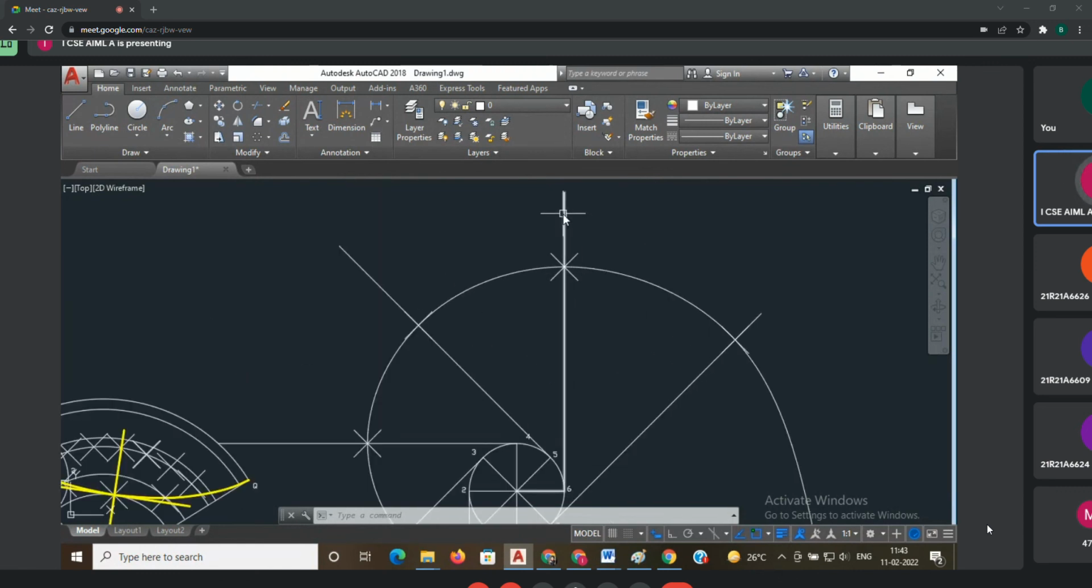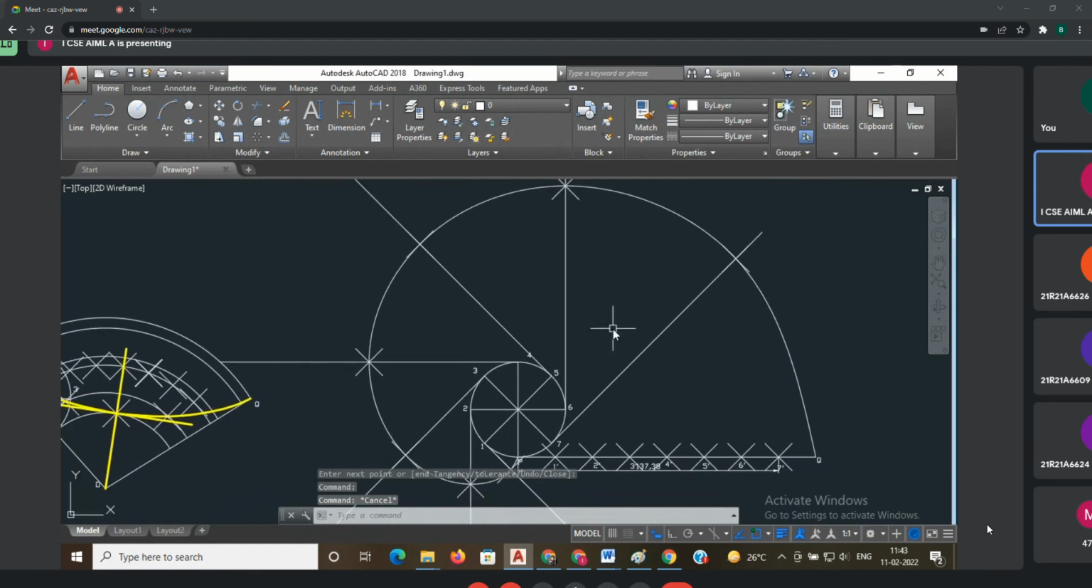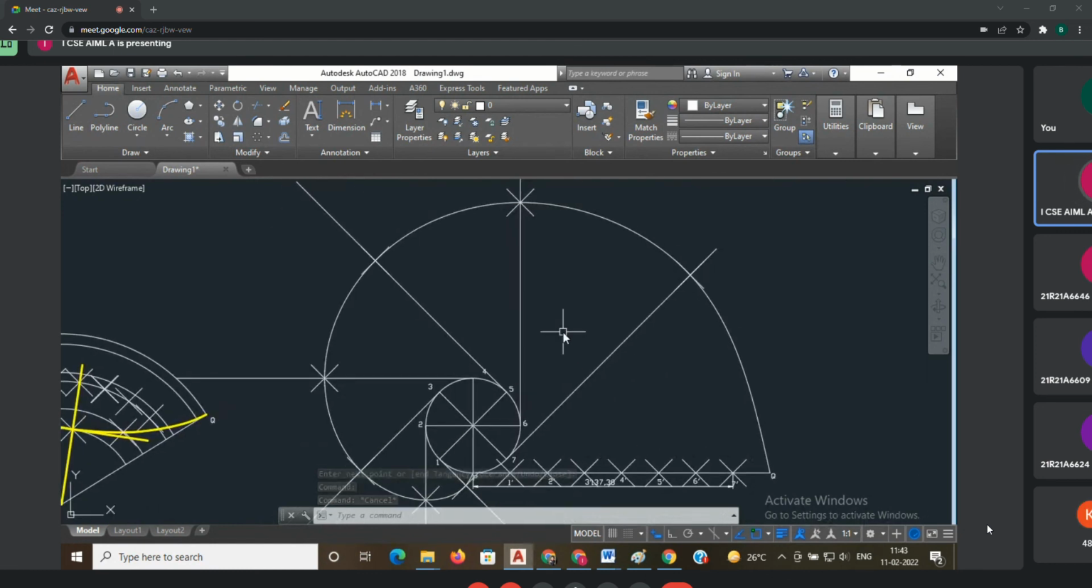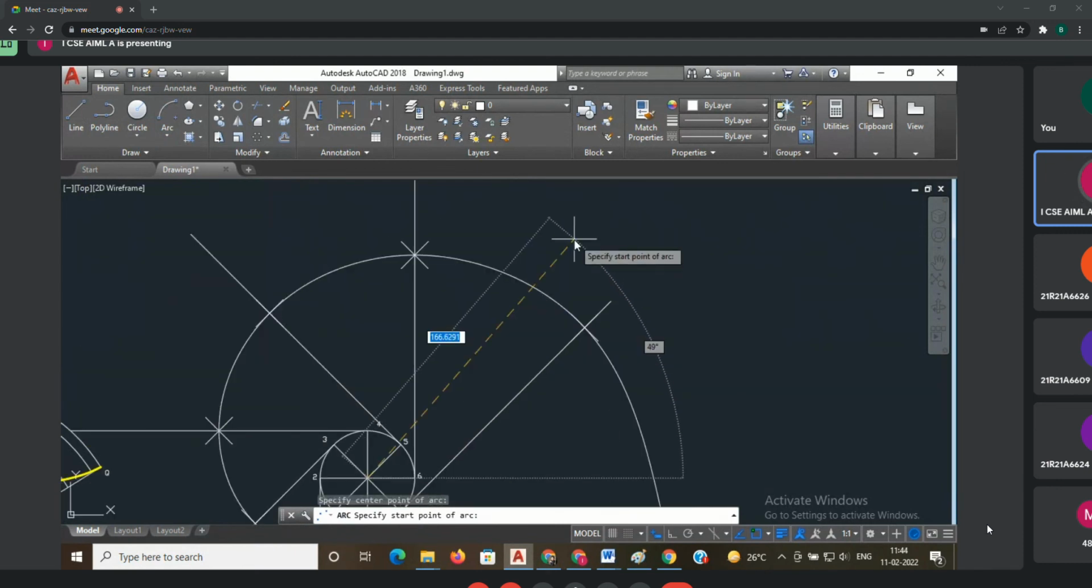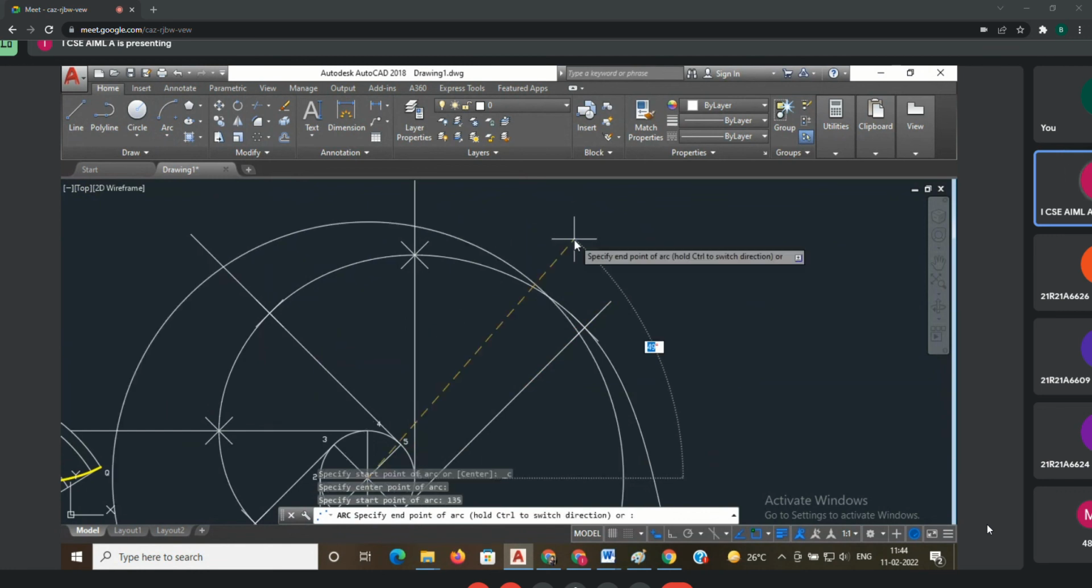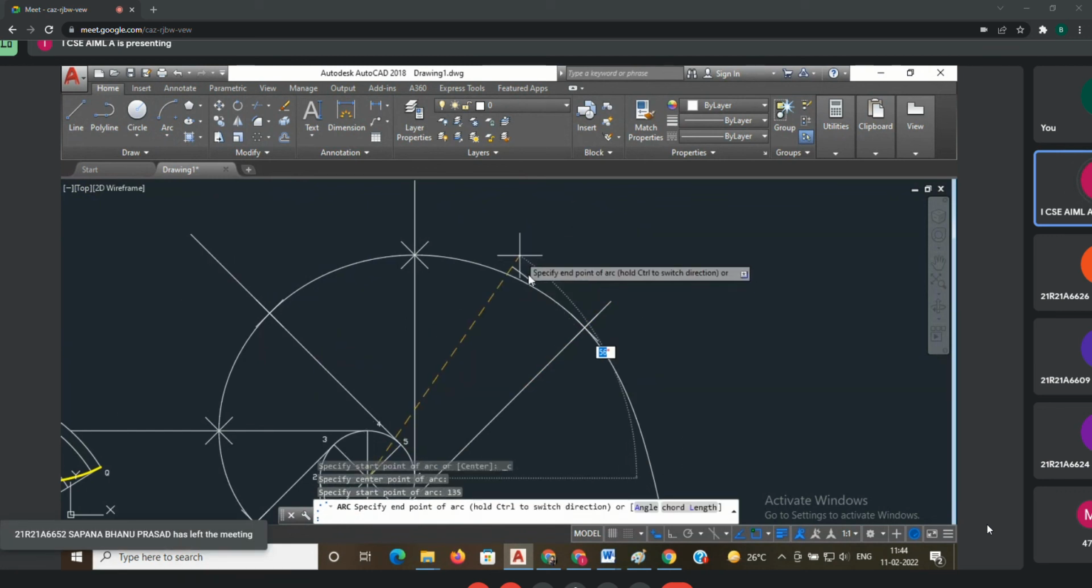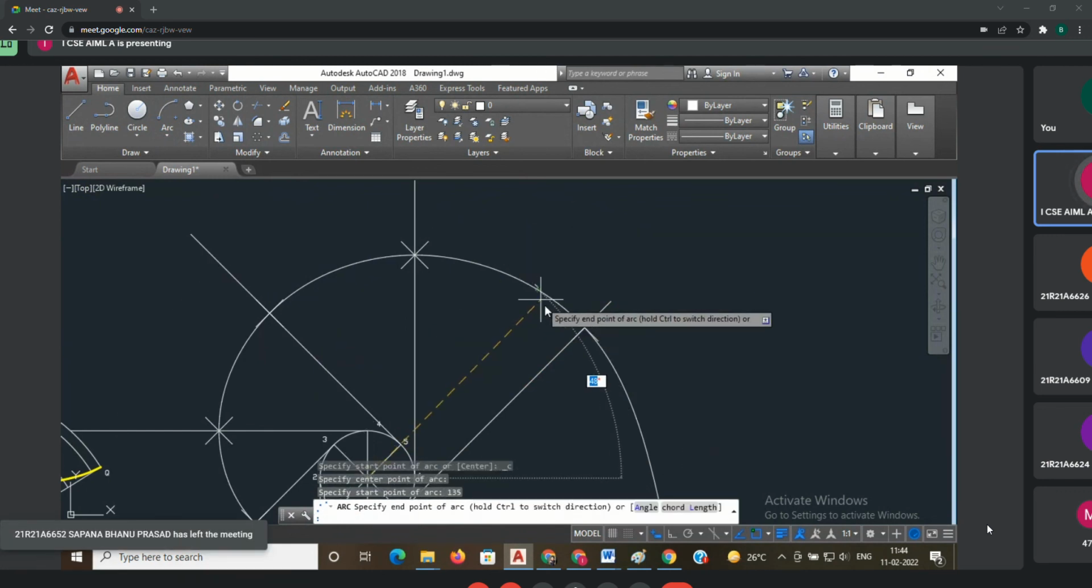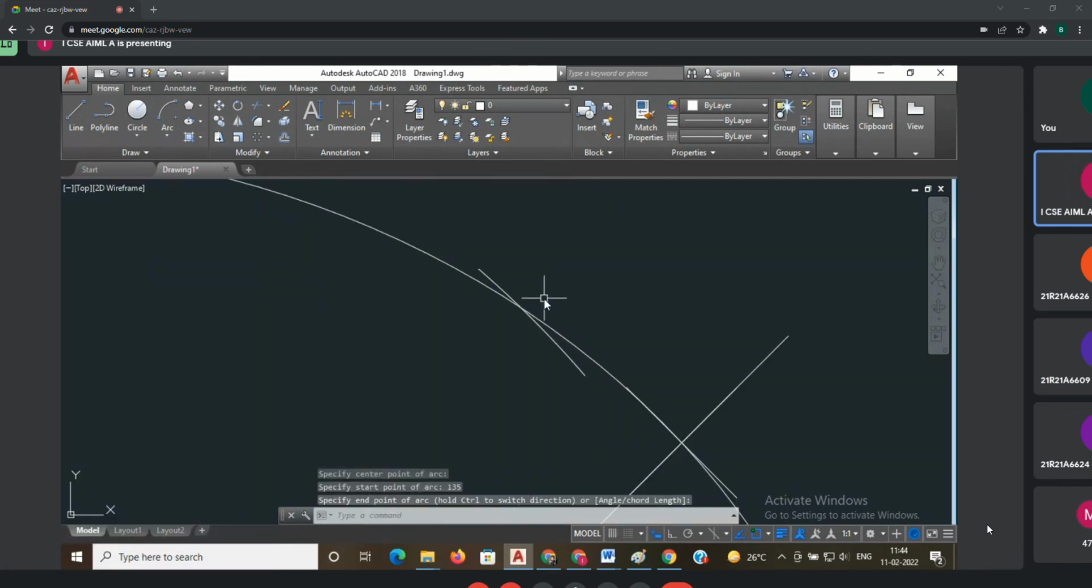This vertical line as your normal line. You can draw one tangent line for this, if you don't have the time. If they ask, take 135 mm length from the center. You have to take center, start, end method, arc method, center, start, end, like this you can keep 135, enter. Where will it intersect? The curve will intersect somewhere here. This is your point, nothing but your R point.